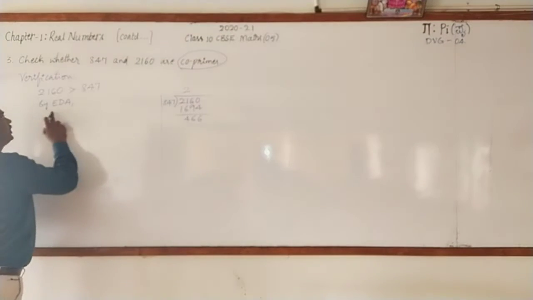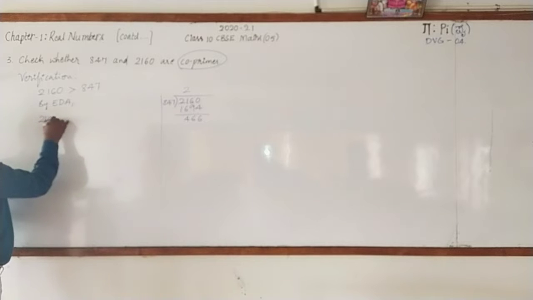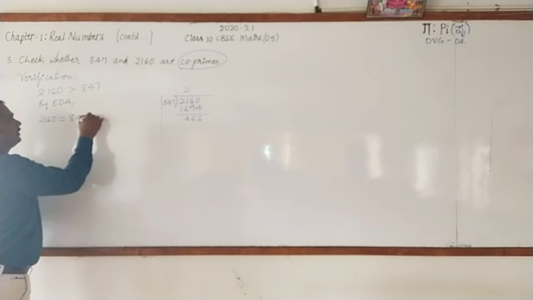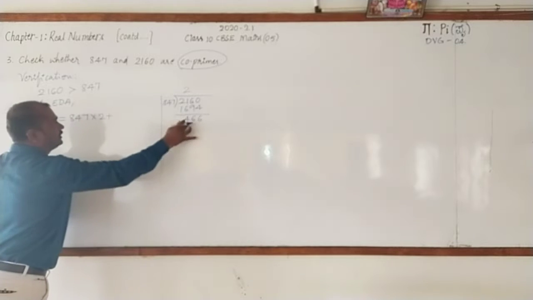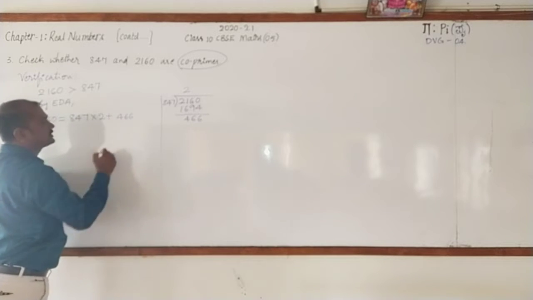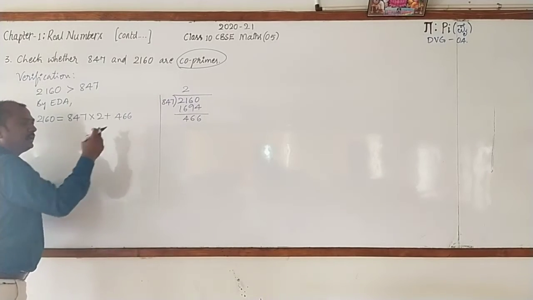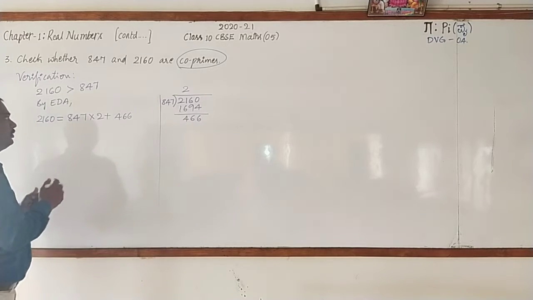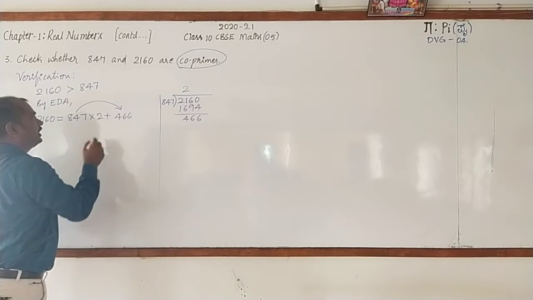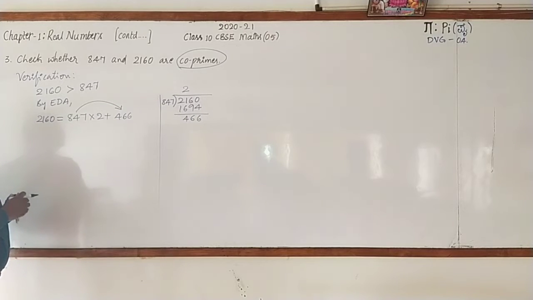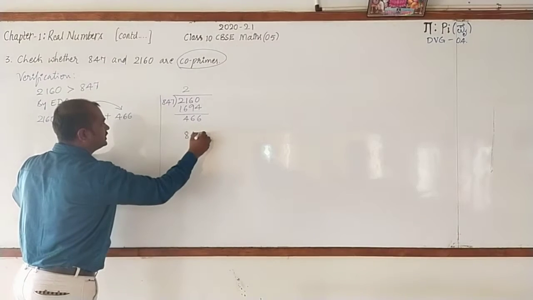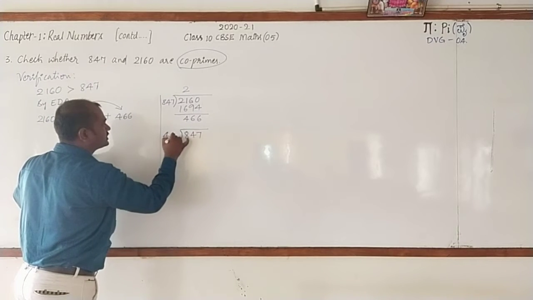466. Now we can write 2160 as 847 into 2 plus the remainder 466. Observe, the remainder is not equal to 0, hence this process can be continued. Here 847 is greater than 466. Let us divide 847 by 466.